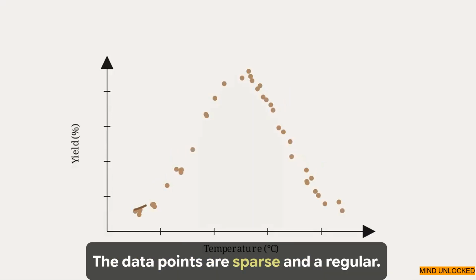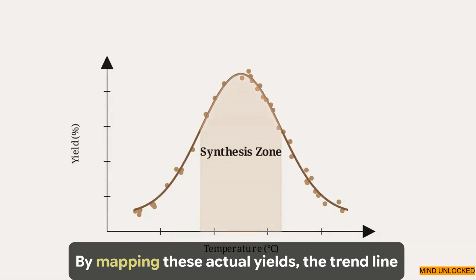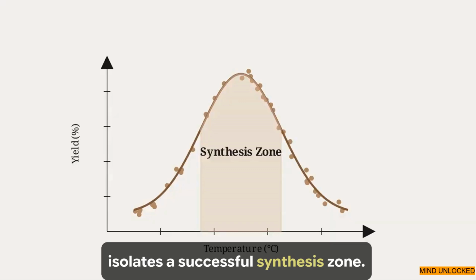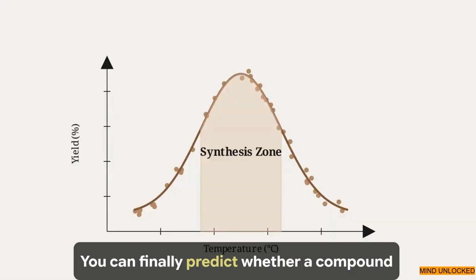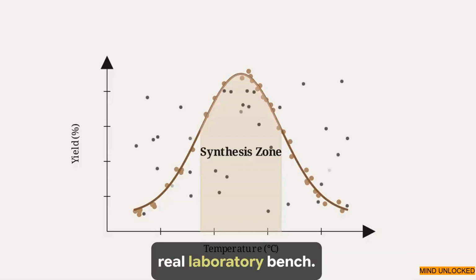The data points are sparse and irregular. The payoff is practical accuracy. By mapping these actual yields, the trend line isolates a successful synthesis zone. You can finally predict whether a compound will actually dissolve in a specific solvent on a real laboratory bench.